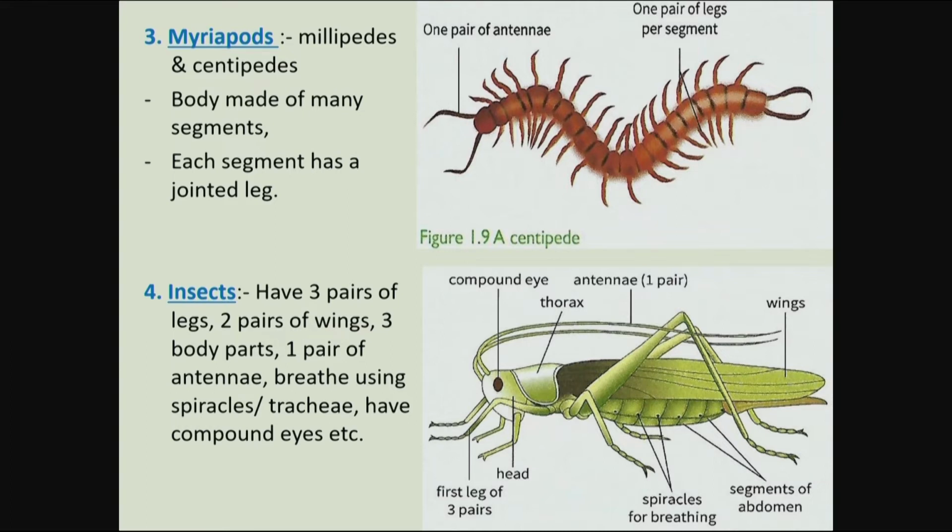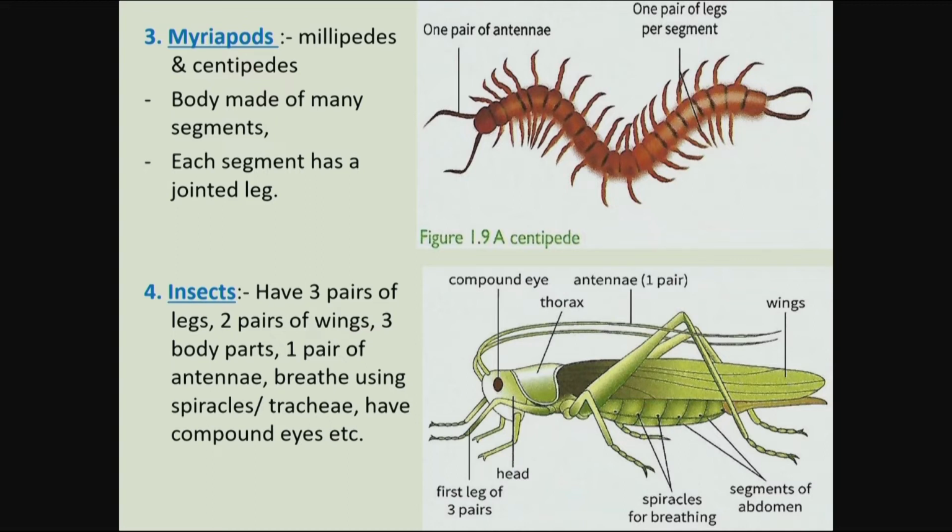Now, the last group of arthropods are the insects. Insects have 3 pairs of legs, or you can say they have 6 legs. Their body is divided into 3 body parts: the head, thorax, and the abdomen. They have 2 pairs of wings, and they have 1 pair of antennae, or the feelers.